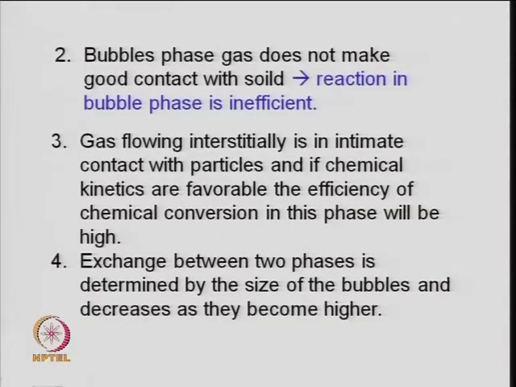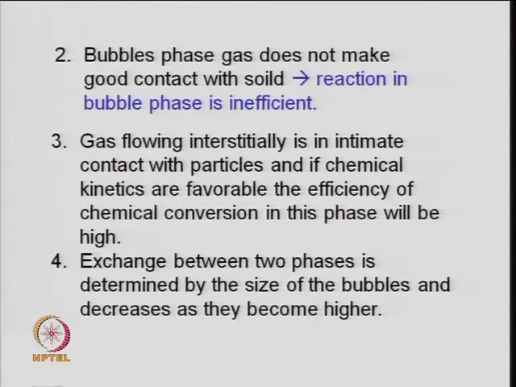So, reaction in the bubble phase is inefficient in the two phase case, and the gas which is flowing interstitially is in intimate contact with the particles, and if chemical kinetics are favorable, the efficiency of chemical conversion in this phase will be high. That is, within the particles, interstitially, the gas which is present between the particles. So, there if the kinetics is favorable and temperature is okay, then the reaction will be in the interstitial space, where the gas is there and solid is there. And exchange between these two phases is determined based on the size of the bubble, and it decreases as the size of the bubble increases.